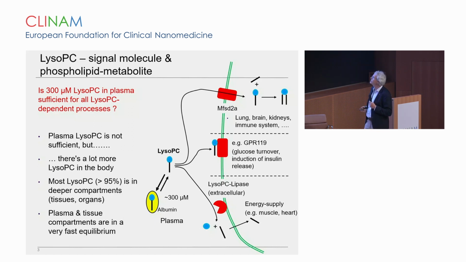But the good news is there is a lot more Lyso-P in our body. And this Lyso-P is in deeper compartments. Most Lyso-P, more than 95%, is in deeper compartments, meaning tissues and organs. And the equilibrium between the deeper and the plasma compartment is extremely fast. So you can regard both compartments as one compartment when it comes to measurements.